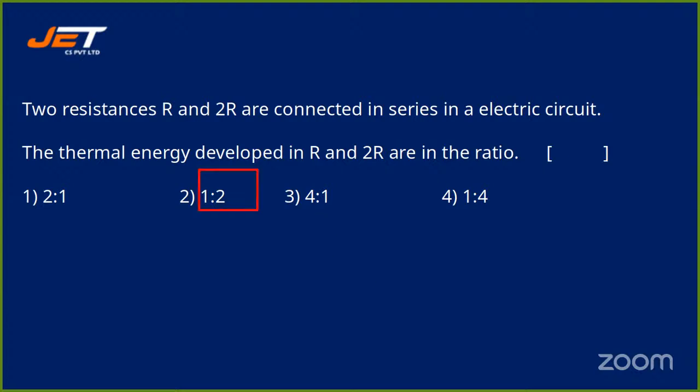So the ratio will be 1:2. Simple. Because it is connected in series. If they were connected in parallel, then it will be 2:1. But because they are connected in series, it will be 1:2.